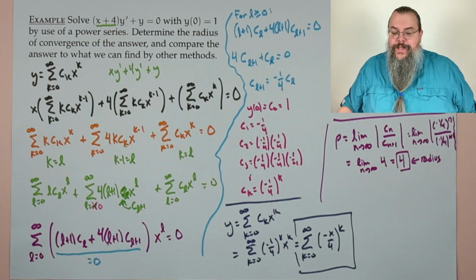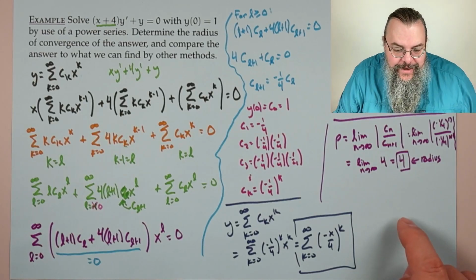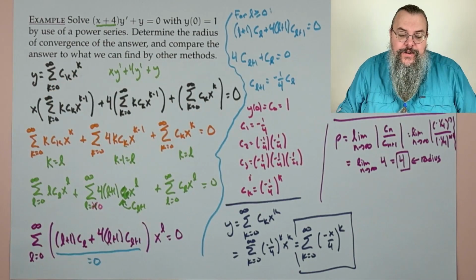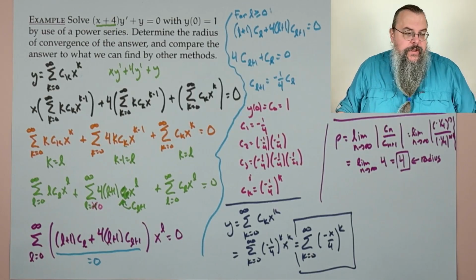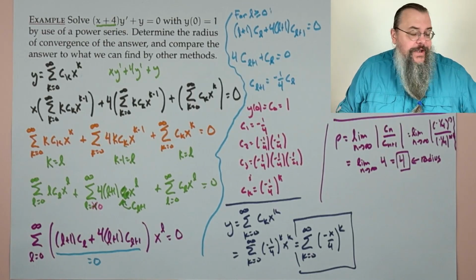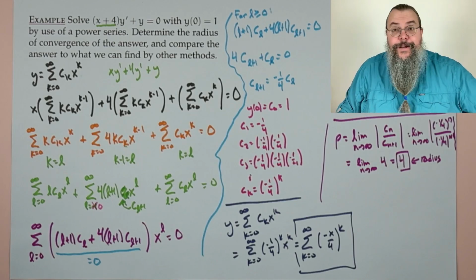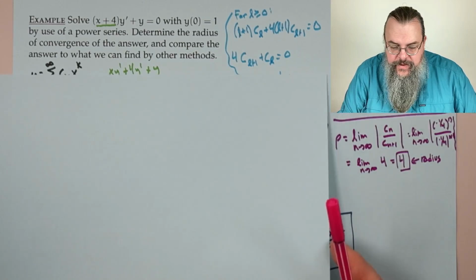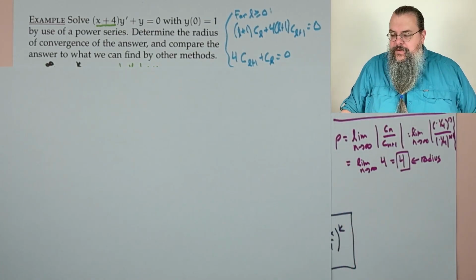All right, now we have a little bit of space, and we still have more to answer. Compare the answer to what we can find by other means. Let's not try to cram too much in here. I'm going to grab another piece of paper. I found it. Okay, so I'm going to cover this up, and I want to keep that for reference.